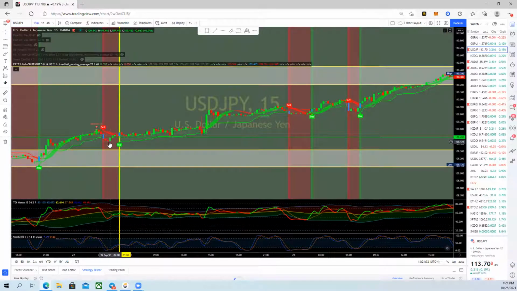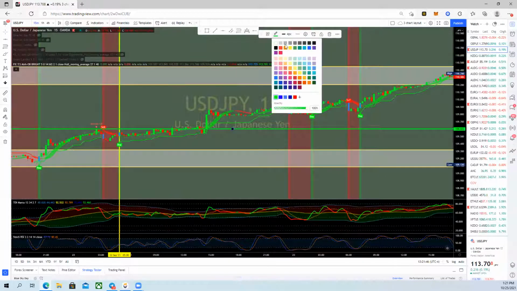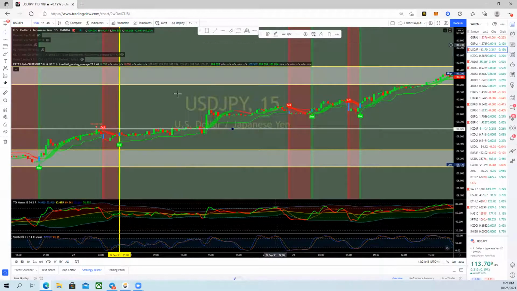You wait for the sell to come in. Once you get the confirmation of the sell, that's when you can start setting up your buy opportunities. This green line here, let's change it to a white line or something like that. This white line will be your buy stop.